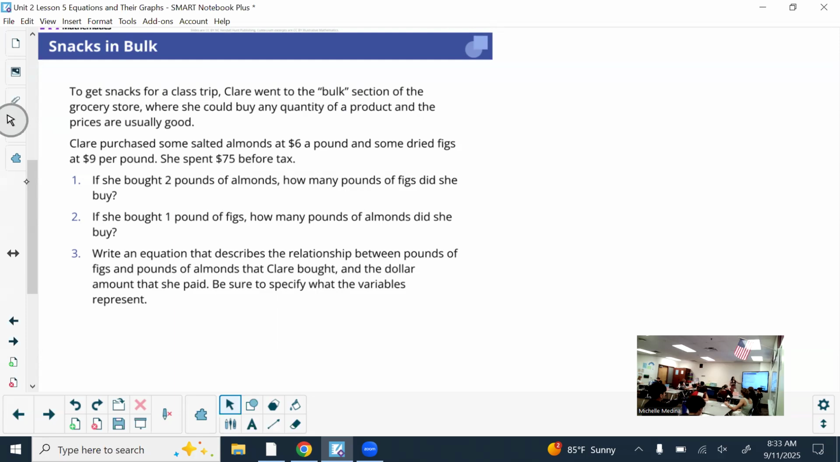You're going to answer each part, and then there's a fourth part that isn't on here, but you can still try and answer it too. If she bought 2 pounds of almonds, how many pounds of figs did she buy? If she bought 1 pound of figs, how many pounds of almonds did she buy? And then write an equation that describes the relationship between the pounds of figs and pounds of almonds that she bought and the dollar amount that she paid. If you use a variable, make sure you tell me what that variable represents. There's a number 4 underneath it, but we'll go over these first 3 in about 3 minutes. Any questions?